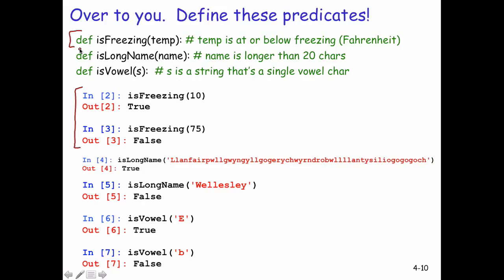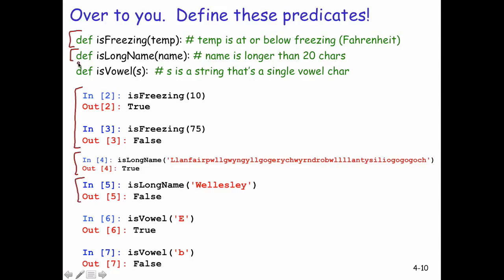The second predicate is long name, which takes a string and determines if that string has greater than 20 characters. For example, here's an example that is the name of a village in Wales that has a very long name. I don't know how to pronounce it. If you want to know how to pronounce it, go ask Reese. So that name is certainly long, but Wellesley is not a long name.